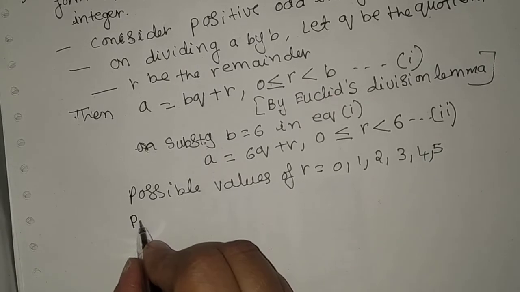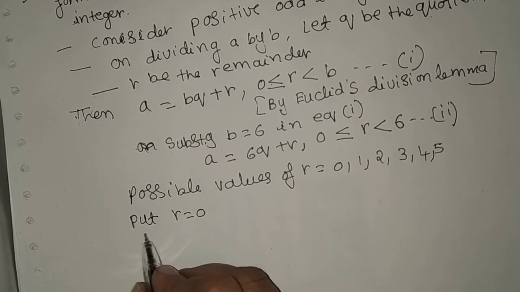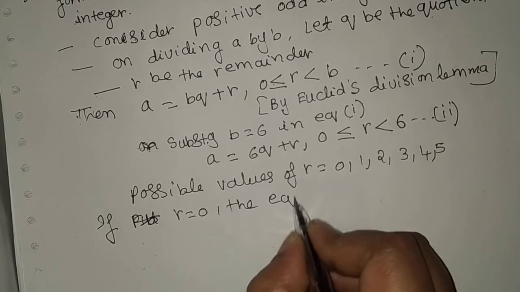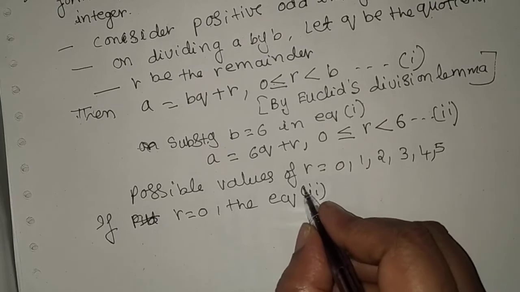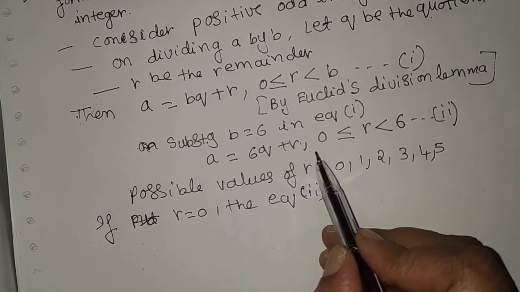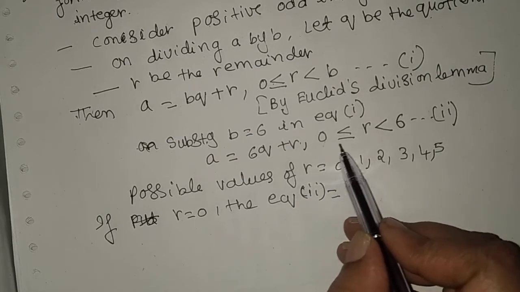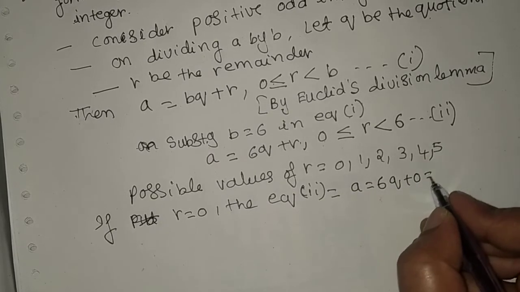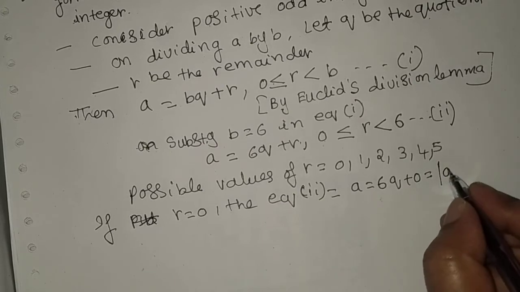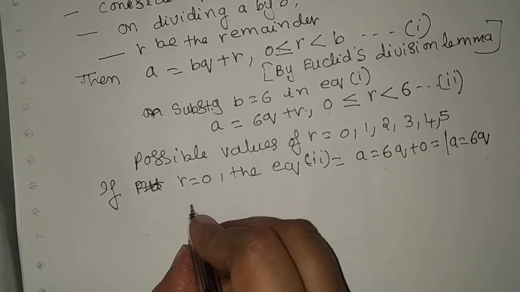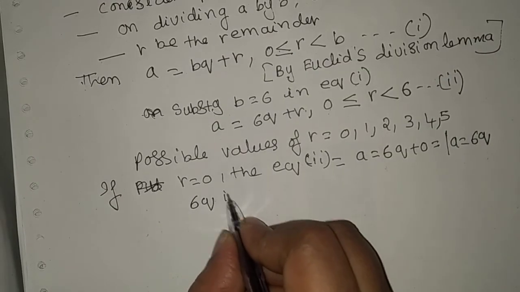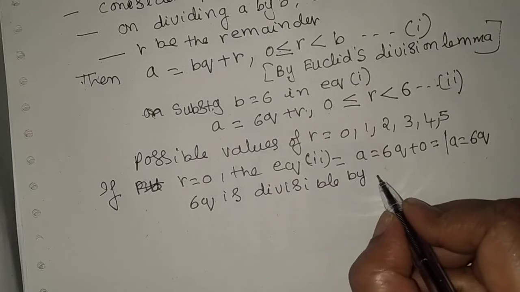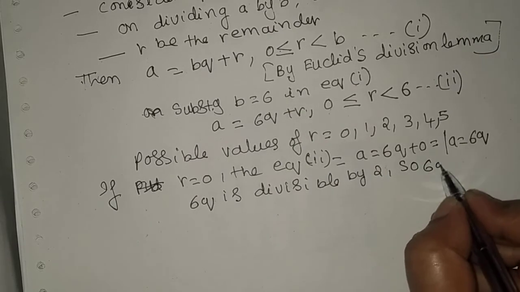Now first put r is equal to 0. If r is equal to 0, then substitute r in equation 2. That is, a is equal to 6q plus 0, that is a is equal to 6q. Therefore 6q is divisible by 2, so 6q is even.